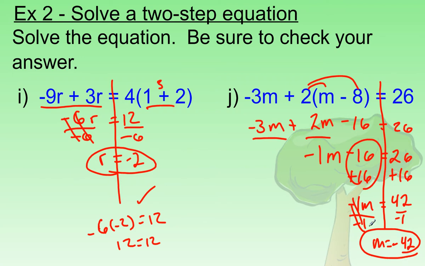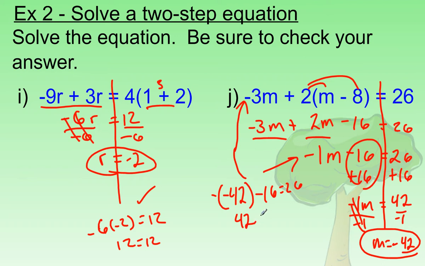And if you plug it in and check, I like to check after I did some simplifying. So here, you could plug in the whole way up here, and you would still get the same thing. So negative 42 times by negative minus 16 equals 26. Well, this negative 42 becomes a positive 42. Minus 16 equals 26, and yep, that gives you 26. This checks out.